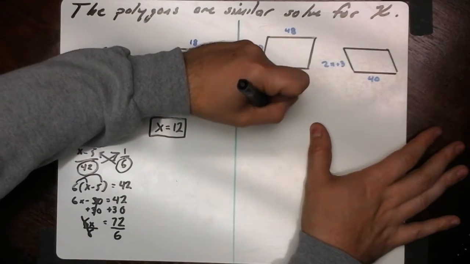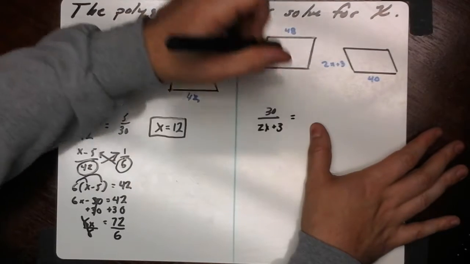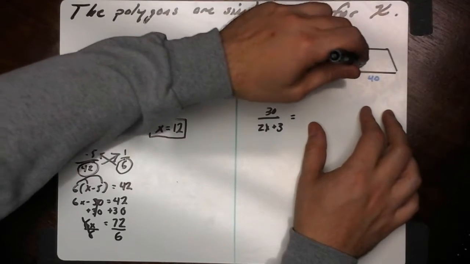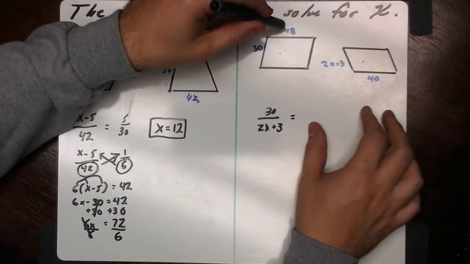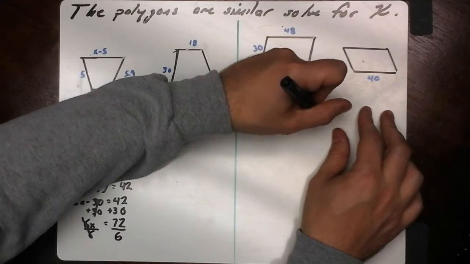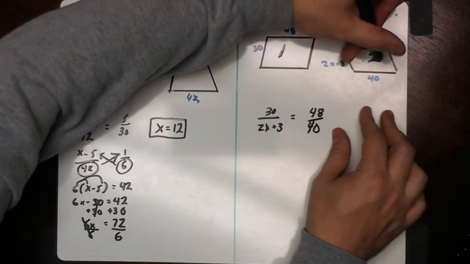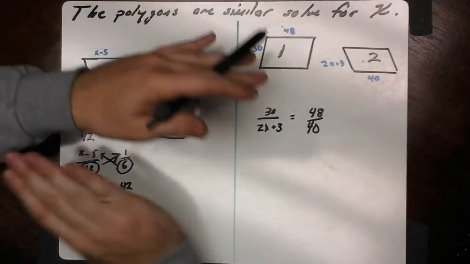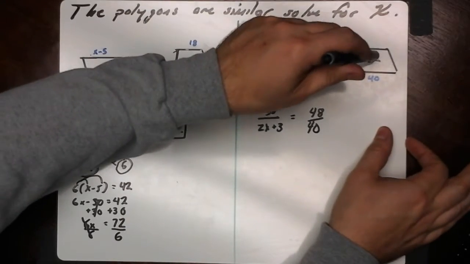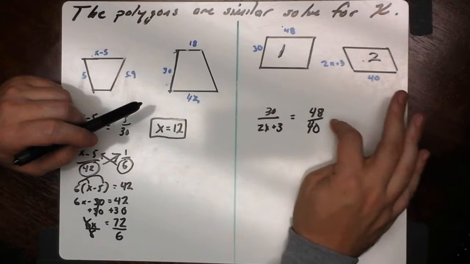So I'm going to say 30 over 2x plus 3 equals, since I went from this guy to that guy, I'm going to have to do that again. 48 to 40. I have to stay consistent with the direction, just like I did on the last question. I started at 1 to here. I can't flip that. If I go from 1 to 2 on one side of the equal sign, I cannot go from 2 to 1 on the other. If I do that, I'm going to get the problem wrong.